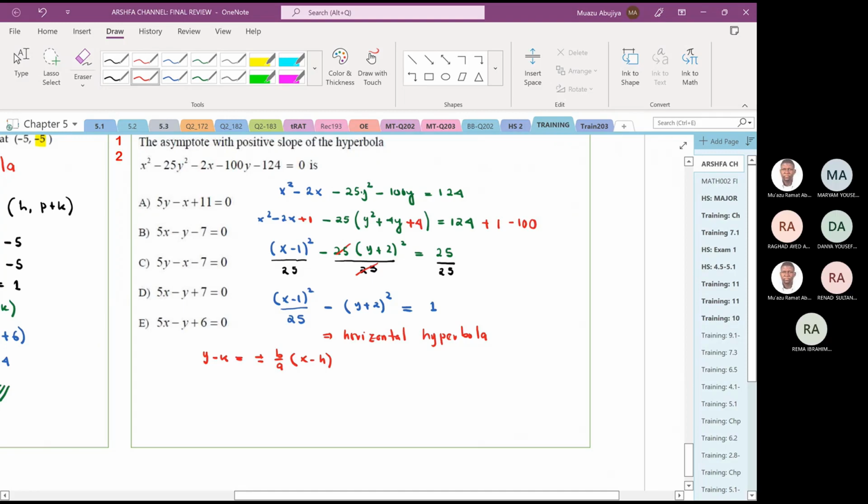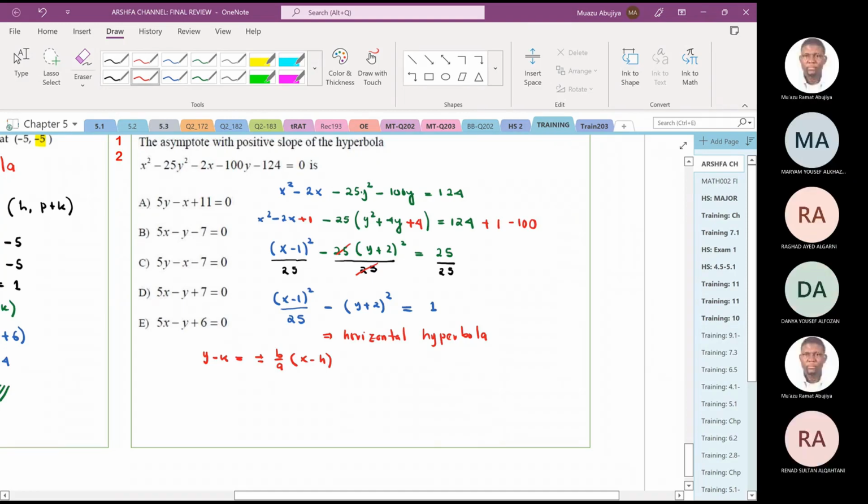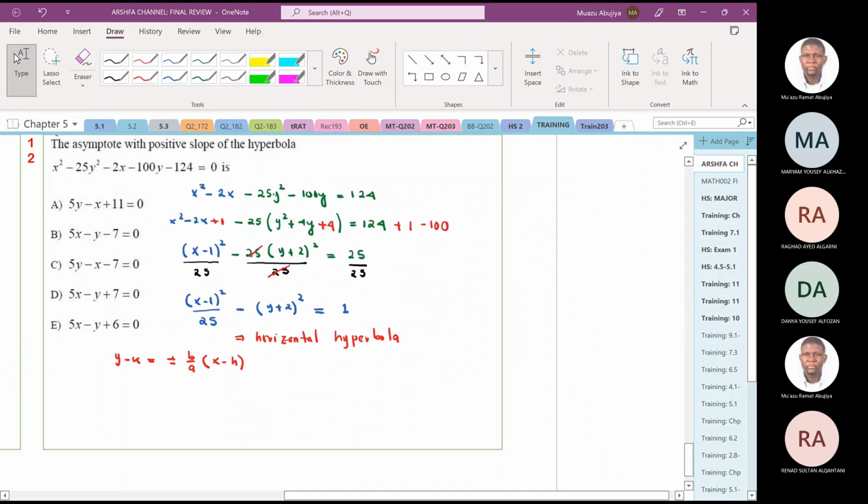Now we need to know a. We need to know what b is. Now observe very well, clearly, that from here we know that a squared is equal to 25, and that means a shall be equal to 5. Now the second part, we also know that b squared should be equal to 1, and that means b shall be equal to 1.